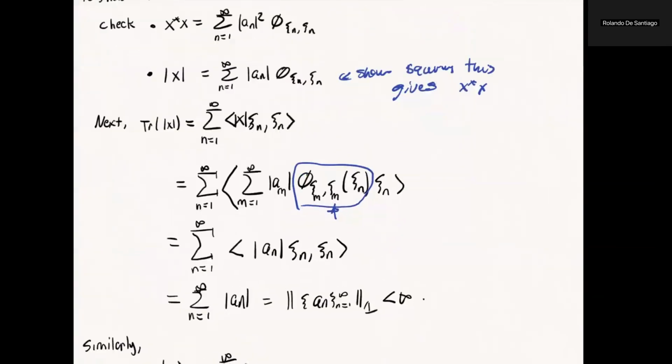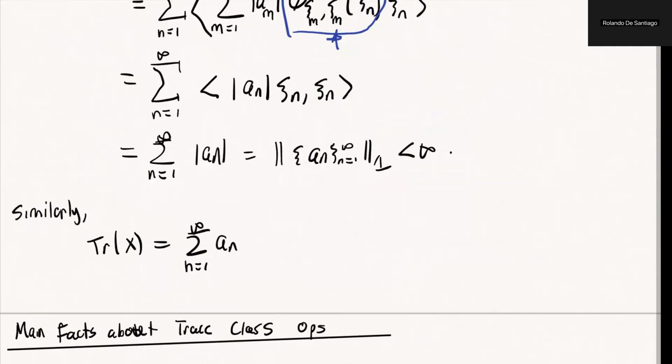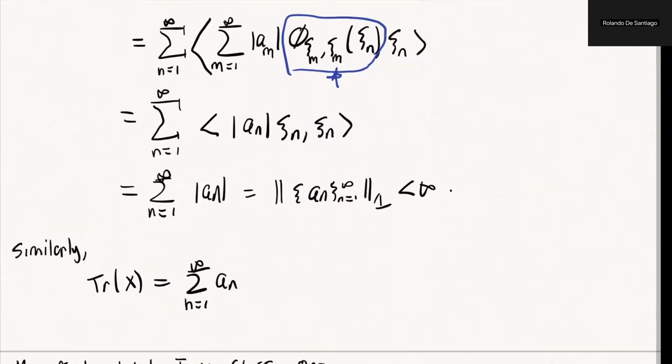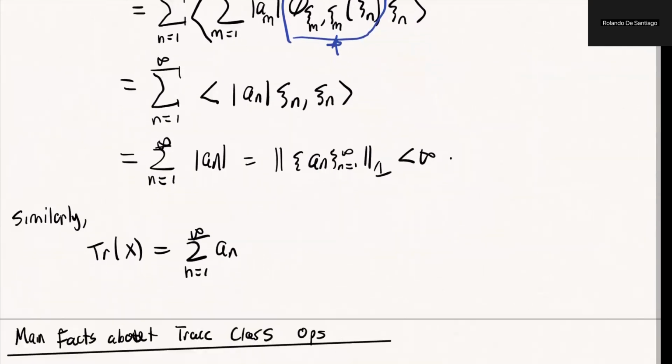Now, you can go through this whole calculation again without any absolute values and just show that the trace of x is the sum of the terms of the sequence a_n. So basically the value of the series. Okay. And again, this is kind of an absolute convergence implies conditional convergence type result. So that's your first calculation for trace class.